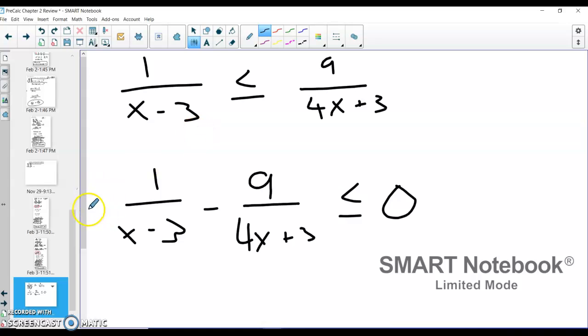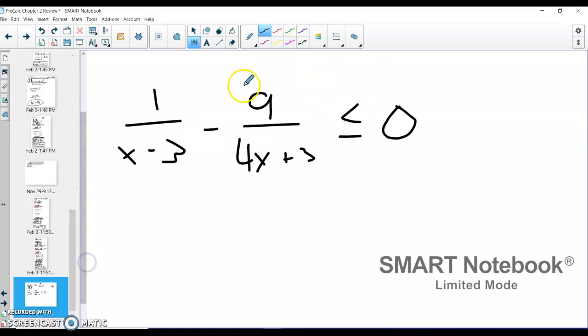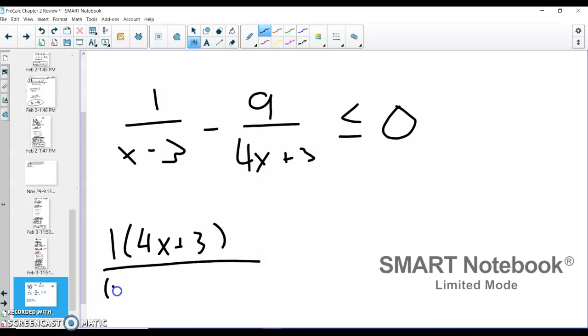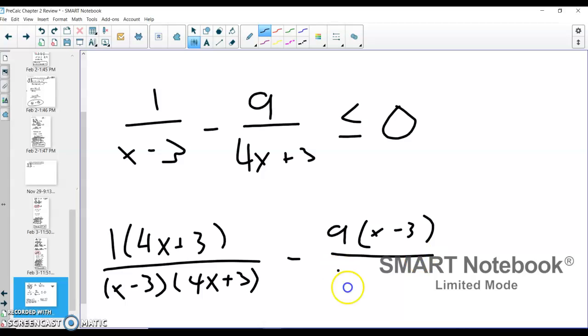Again, I need a common denominator. So the term on the left, I'm going to multiply by 4x plus 3 over 4x plus 3, and the term on the right, I'm going to multiply by x minus 3 over x minus 3. So this is going to be 1 times 4x plus 3 over x minus 3 times 4x plus 3, minus 9 times x minus 3 over x minus 3 times 4x plus 3. Still less than or equal to 0.